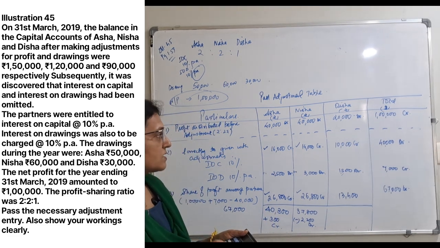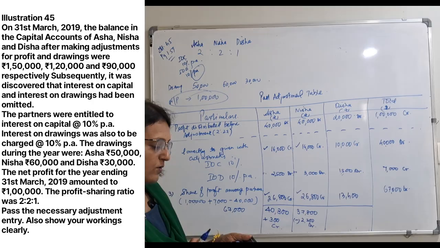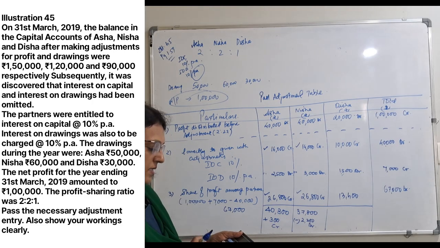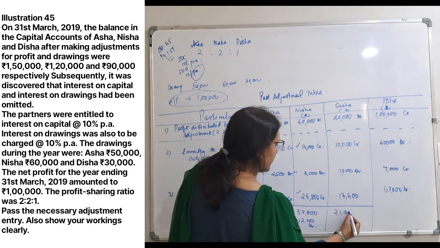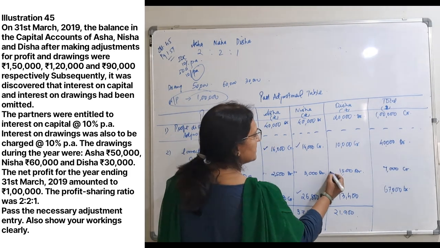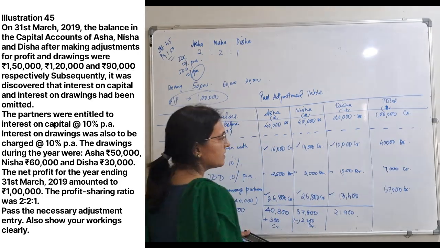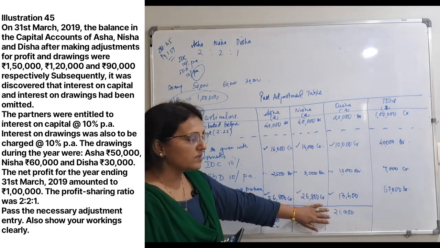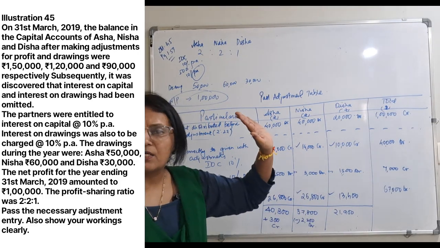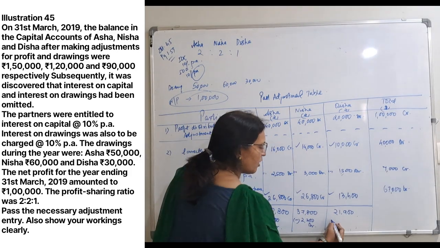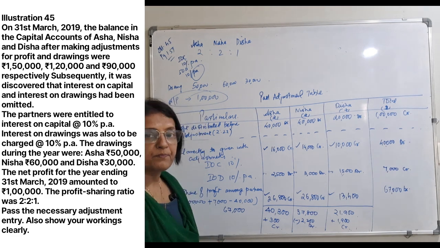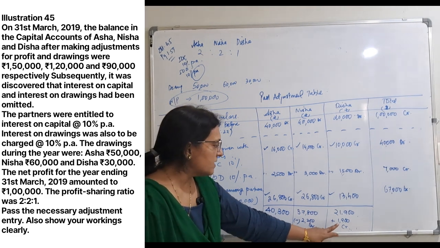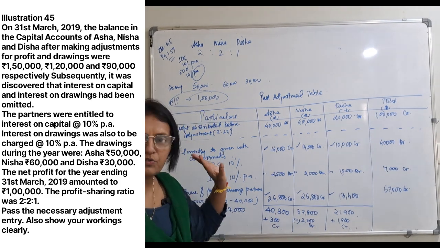Disha got 20,000. She was supposed to get 10,000 plus 13,400 minus 1,500 her interest on drawings, that is 21,900. She was supposed to get 21,900 but she got only 20,000. We are going to give her an addition of how much? 1,900. So it will be credited. Just check: 1,900 plus 300, 2,200.